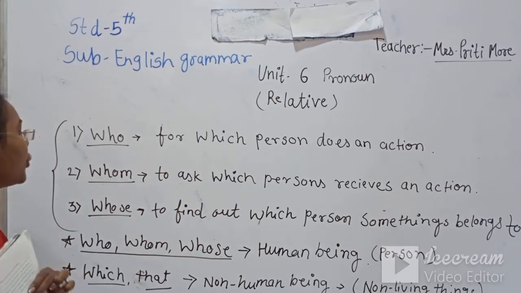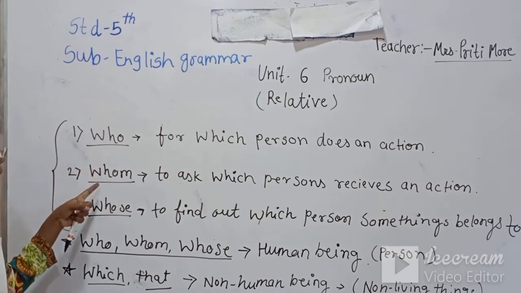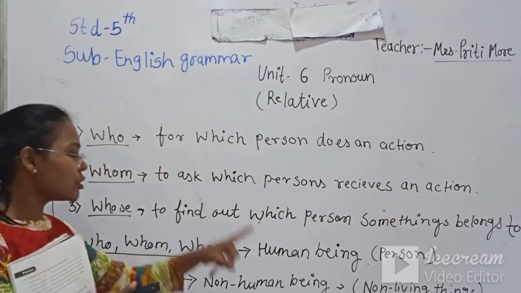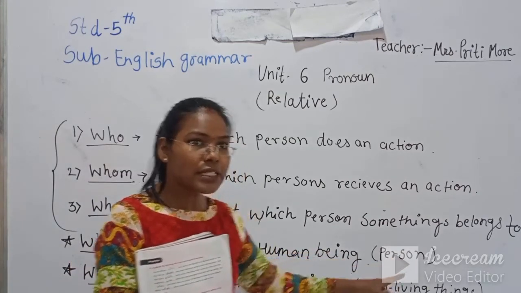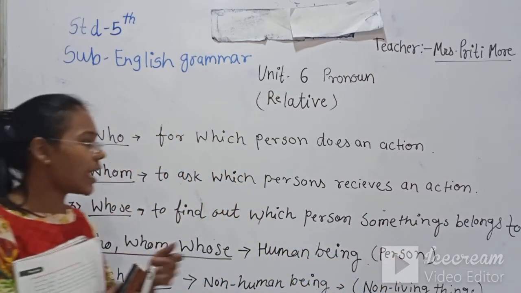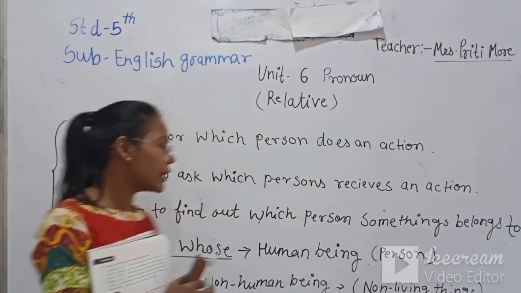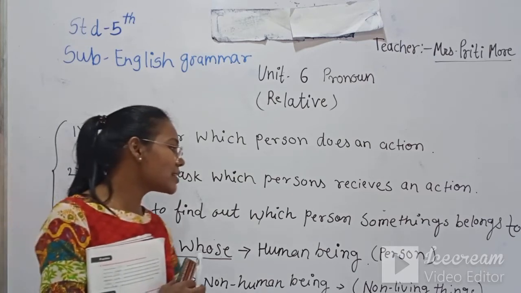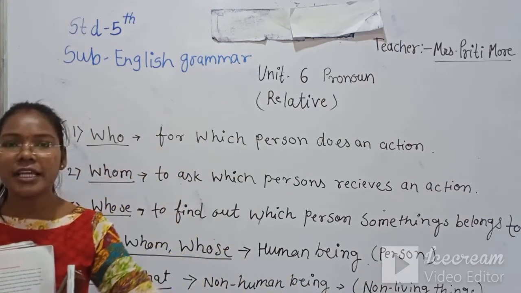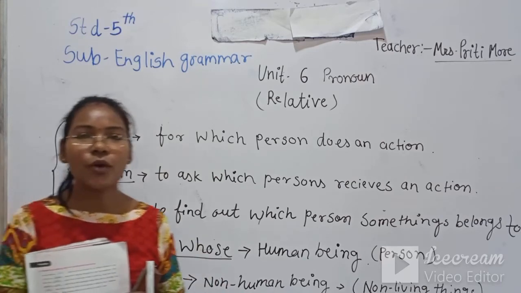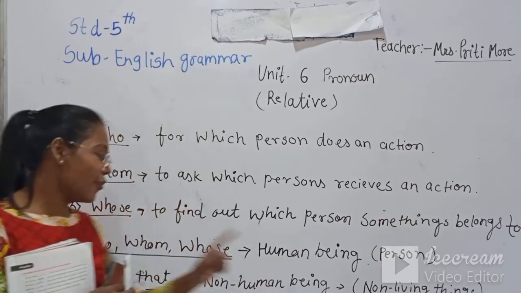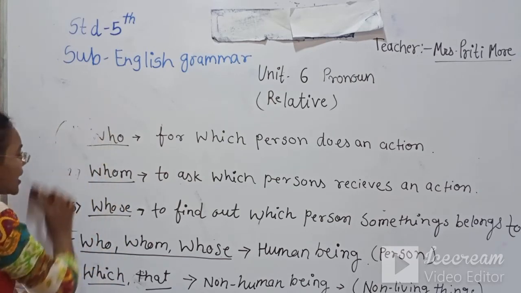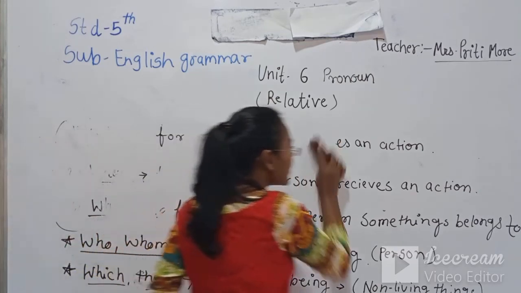I hope students you are getting this, when to use who, when to use whom, when to use whose. Who, whose we use for human being, for a person. The person can be woman, man, girl, boy. And which and that we use for the non-living things. That means class, table, pen, whatever non-living things, the object will be there, for that we use which and that. Now I just rub this and we'll see now the exercise.